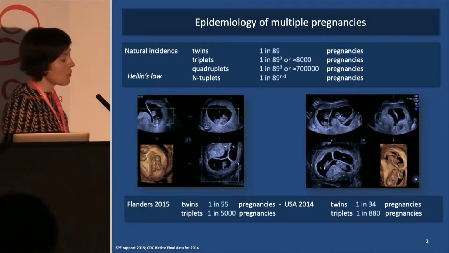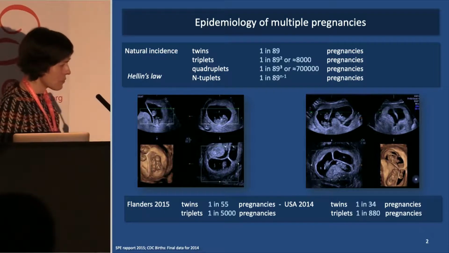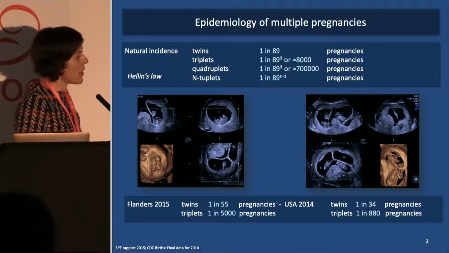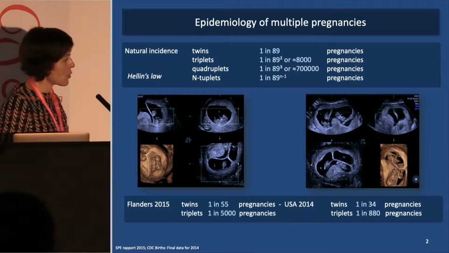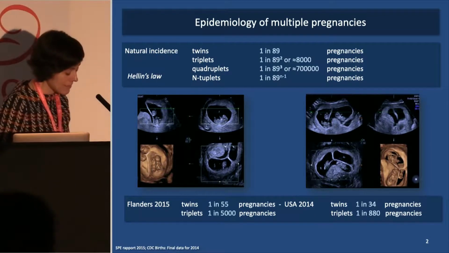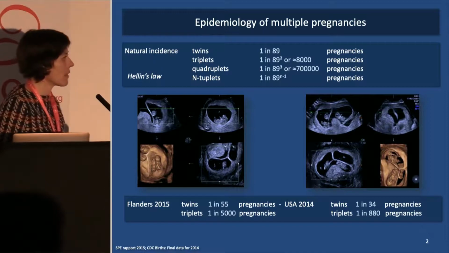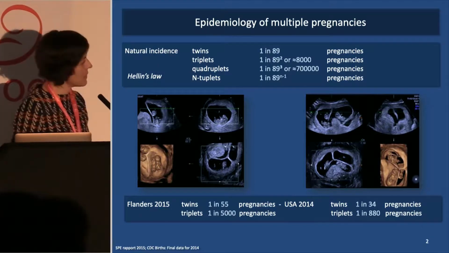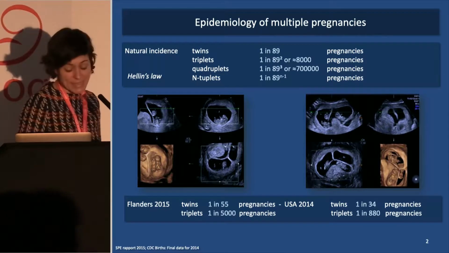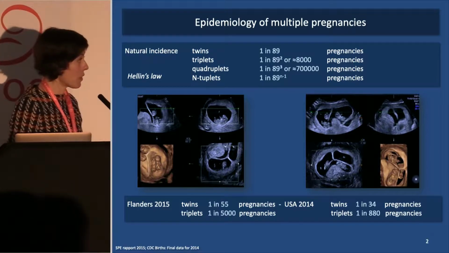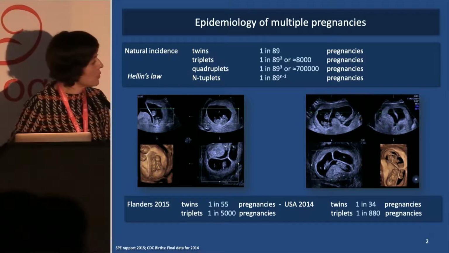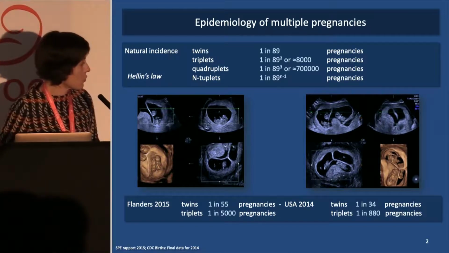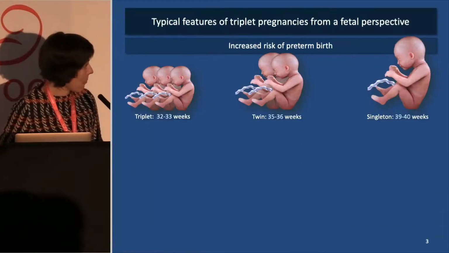Now, in Belgium, we don't do that badly, and that's mainly because our fertility treatment is reimbursed, provided that preferentially only 1 embryo is transferred, and that's reflected in the lower rate of triplets that we see. And also, obviously, there's the option for fetal reduction if parents would want a triplet reduced to twin pregnancy.